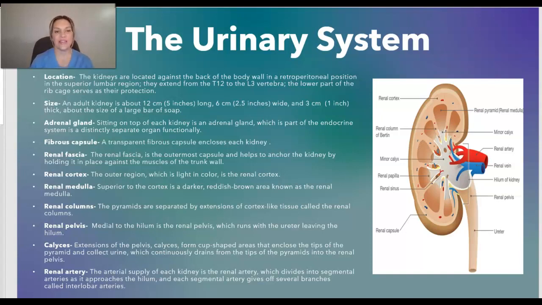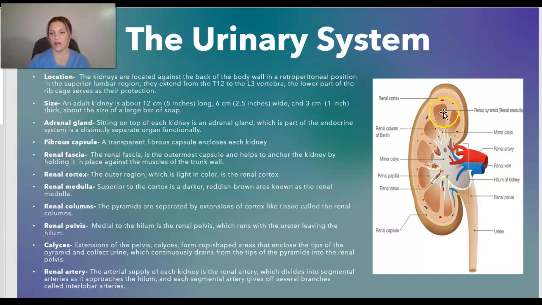There is the fibrous capsule. The fibrous capsule of the kidney is a transparent capsule that encloses each kidney. You have the renal fascia. The renal fascia is the outermost capsule of the kidney and helps to anchor the kidney by holding it in place against the muscles of the trunk wall.